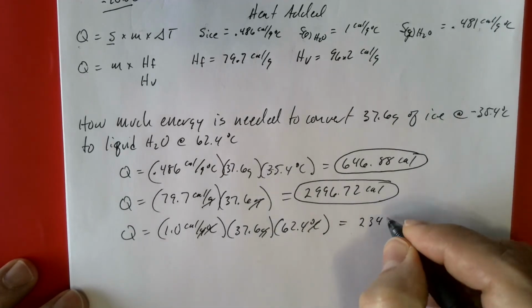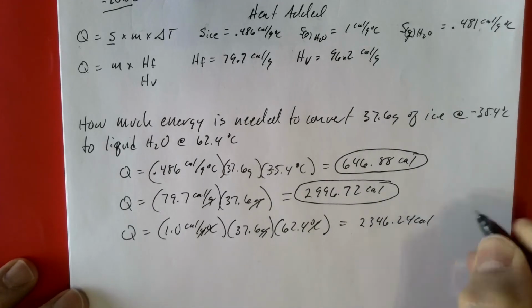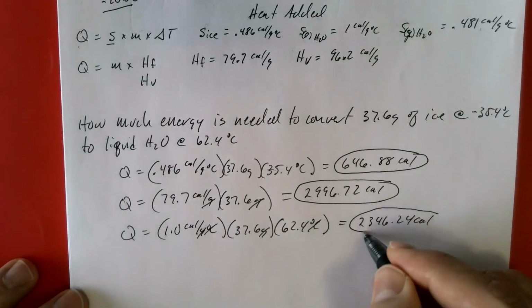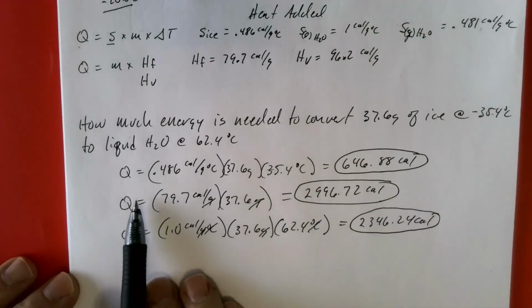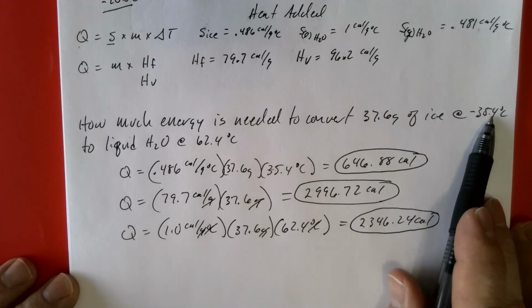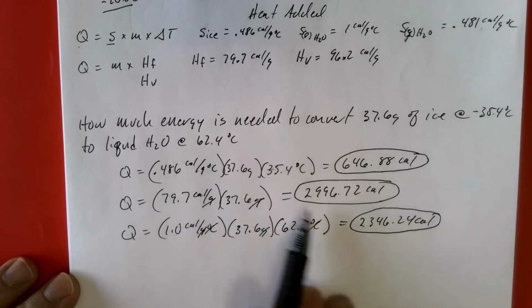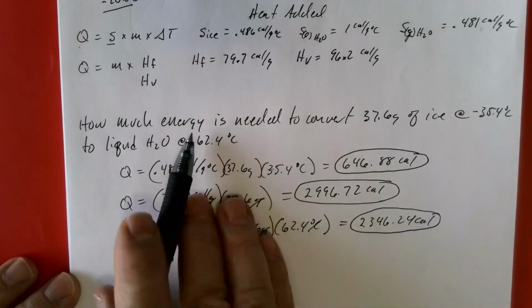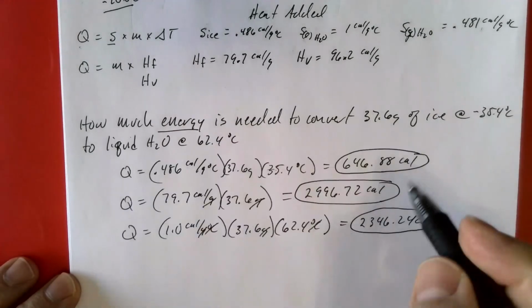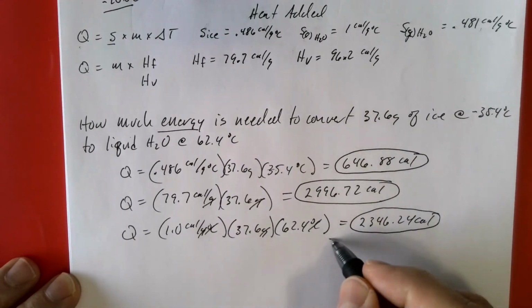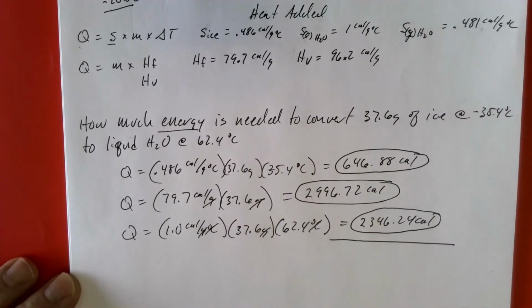$2,346.24. Okay, so that's that. So, I've gone from negative 35.4 degrees Celsius ice up to 60.42 degrees Celsius water. And to find my total energy, I'm going to take that value, and that value, and I'm going to add them up. What do I get?